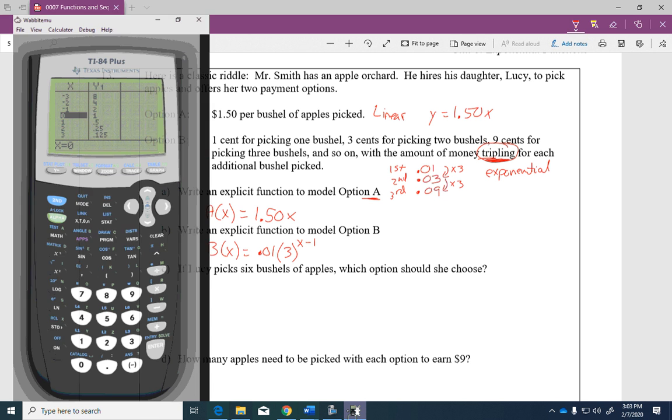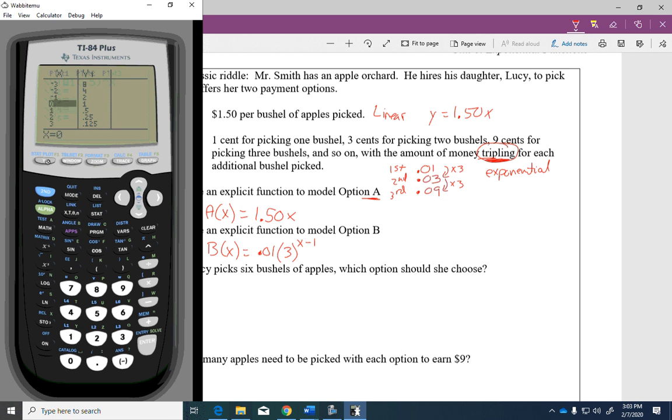And again, test these things out. I'm going to put them both in here. So for my y1, I'll use option A, and for y2, I'll use option B. I'll look at my table to make sure I wrote everything right.